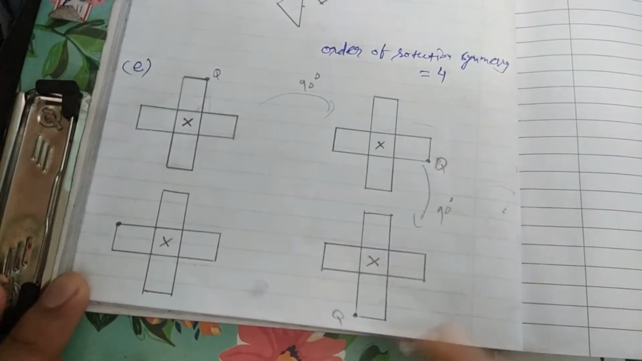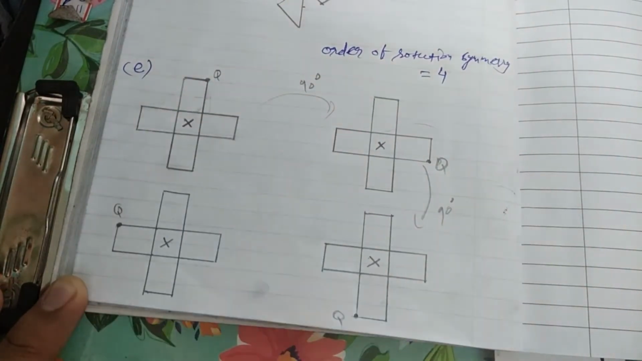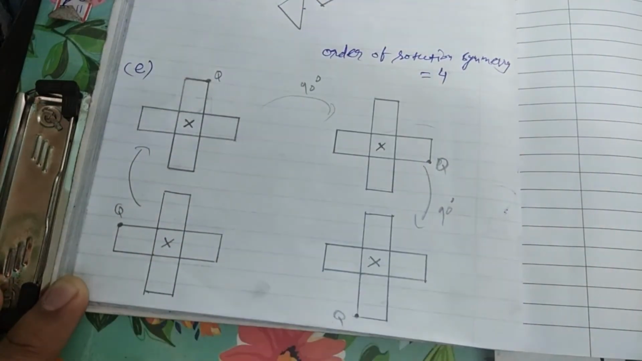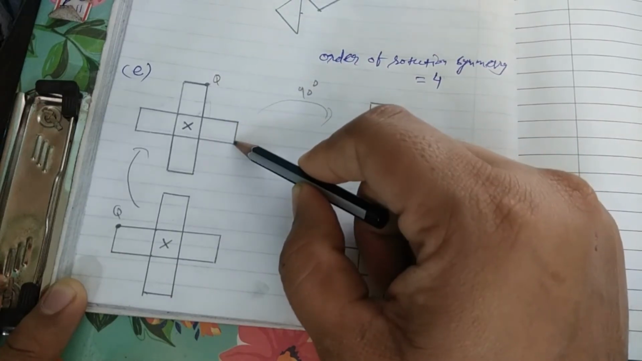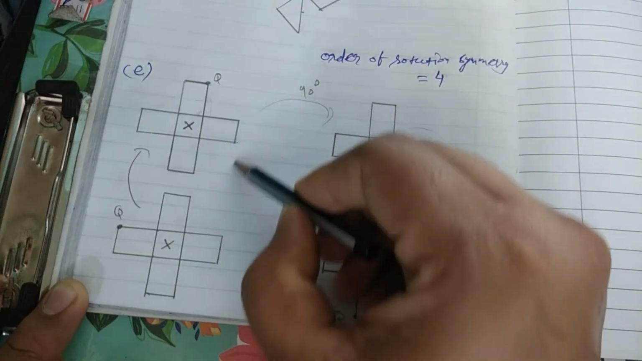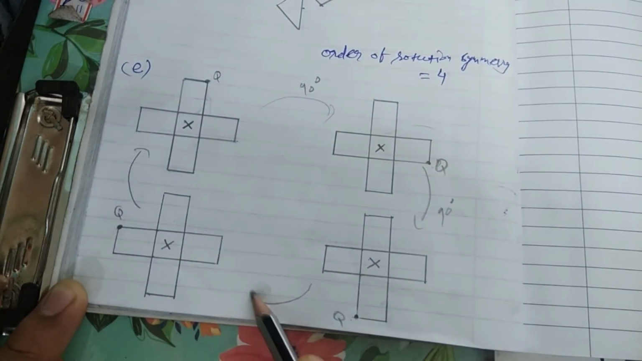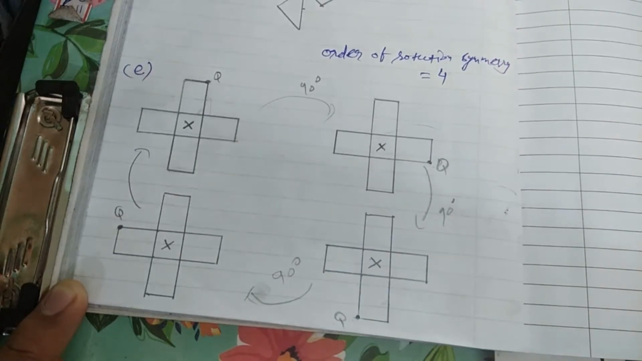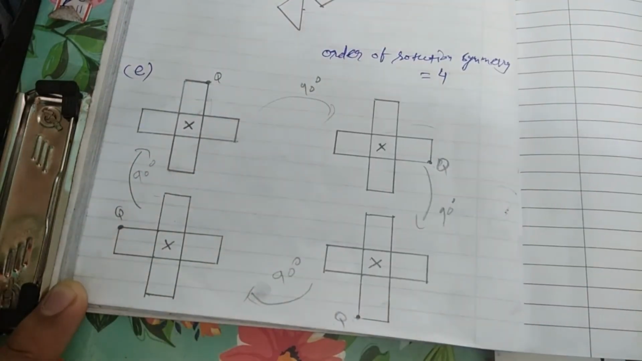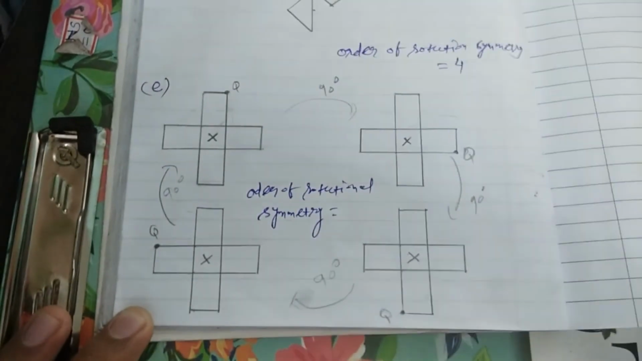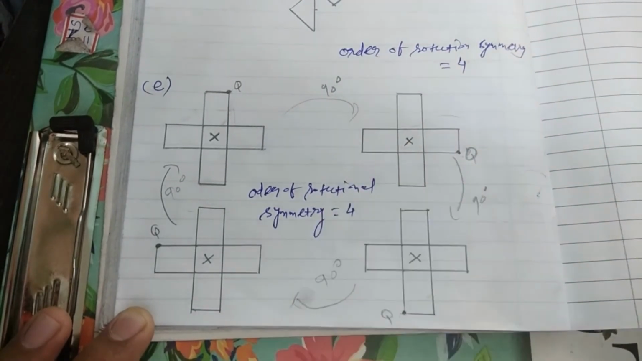Here again we will rotate in such a way that Q comes in this position, and again we will rotate, we will get exactly the same shape. Again rotate in such a way that Q gets here. Now again rotate such a way that the point comes here. Again rotate, that is a 90 degree angle, we get Q here, and again at a 90 degree angle we get exactly the same shape. So the order of rotational symmetry for this shape is 4 and the angle of rotation is 90.